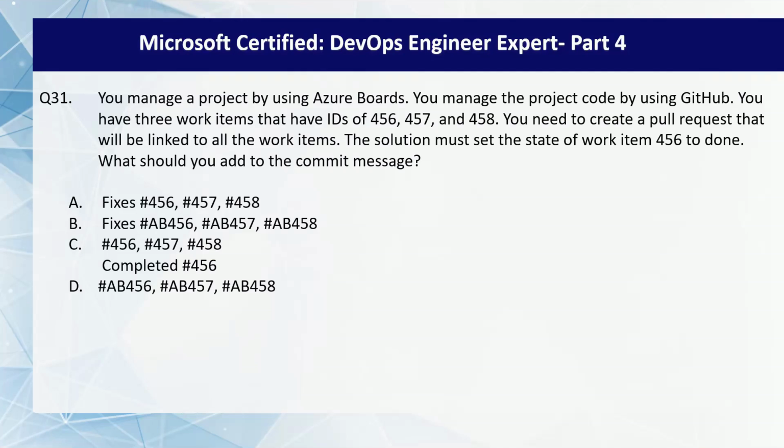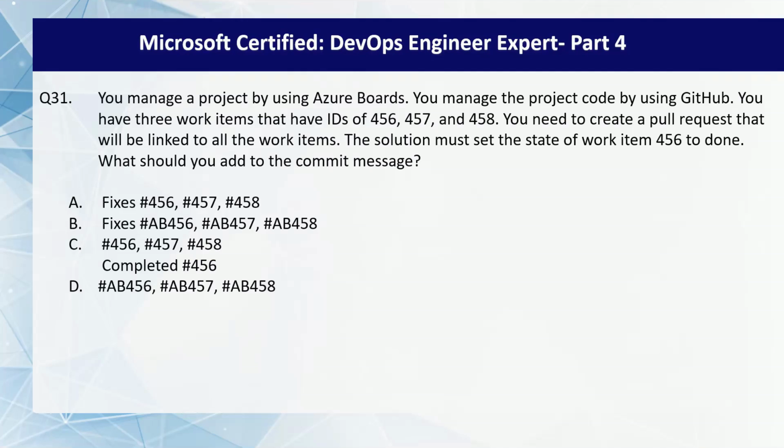Your options are: fixes #456, #457, #458; fixes AB#456, AB#457, AB#458; #456, #457, #458; and completed #456. And then the final option is AB#456, AB#457, and AB#458.